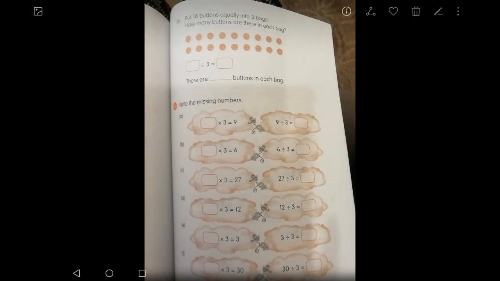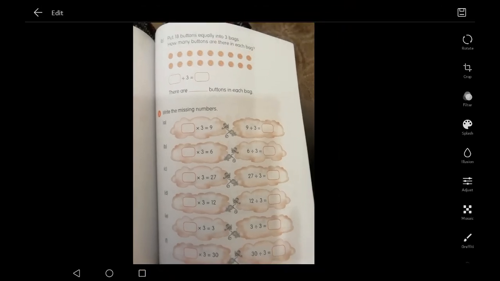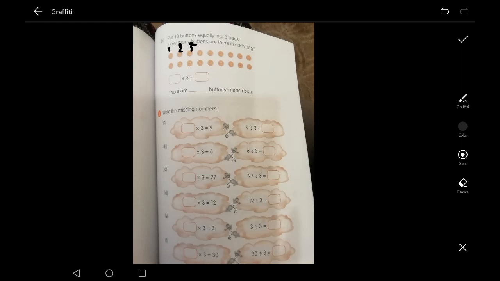Part B here, it is as I told you before. We used to put each 3 buttons in one group, but here we have to number them as we did before: 1, 2, 3 for bag 1, bag 2, bag 3, bag 1, bag 2, bag 3. Complete solving this and count how many buttons in bag 1, bag 2, and bag 3, and write the division sentence and complete this part.